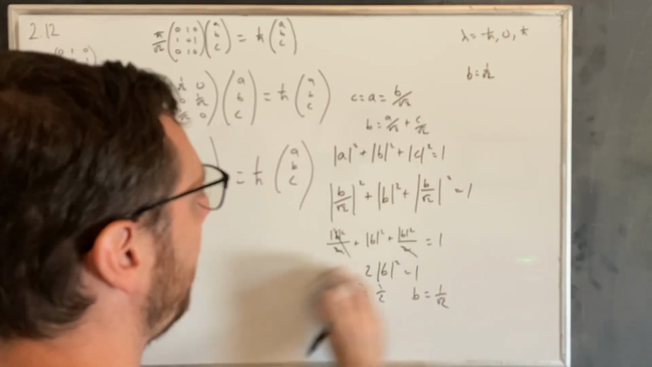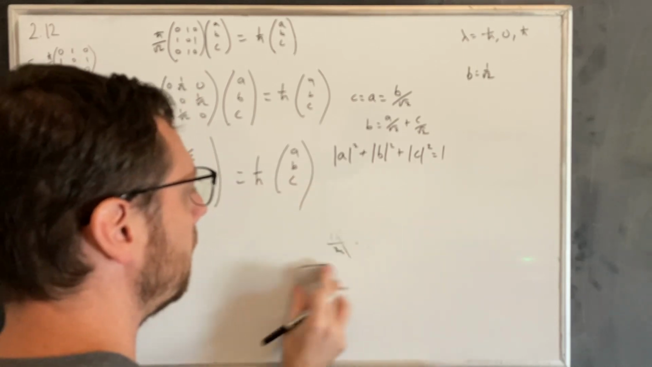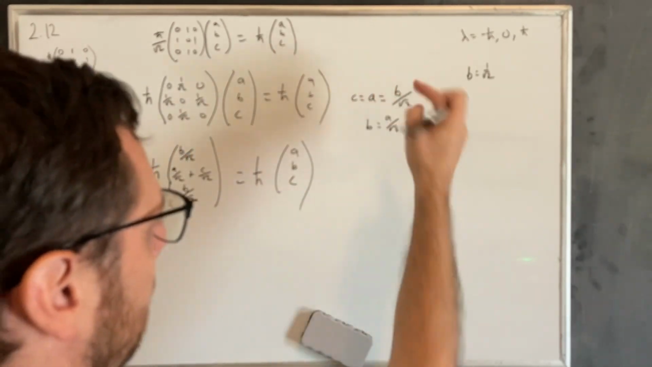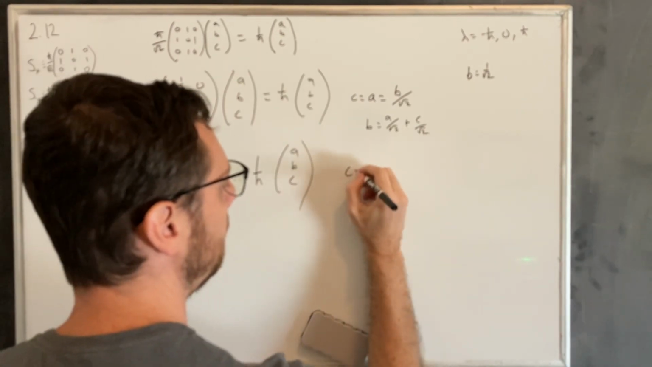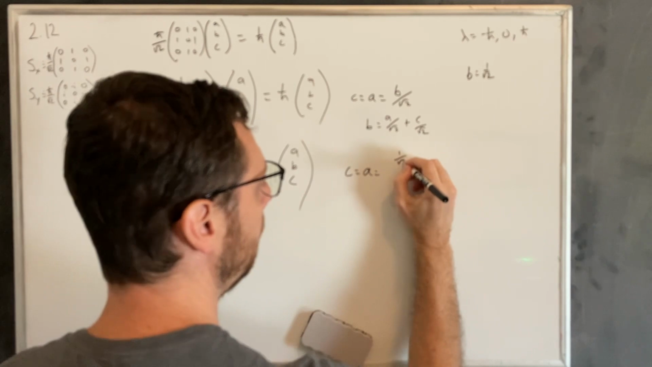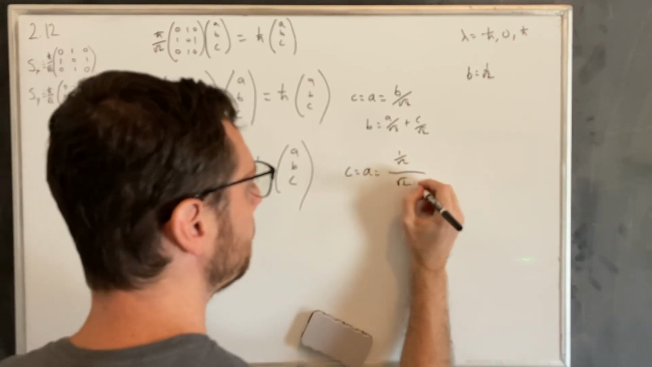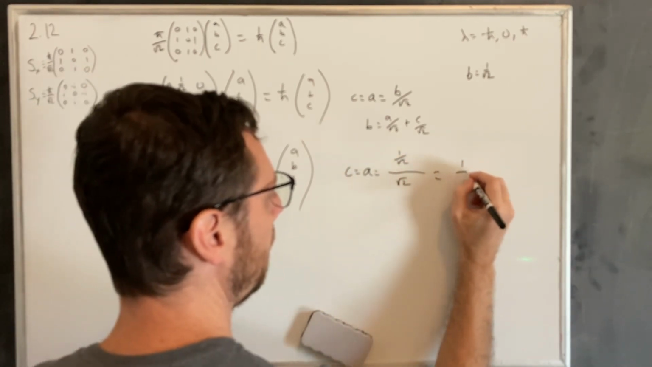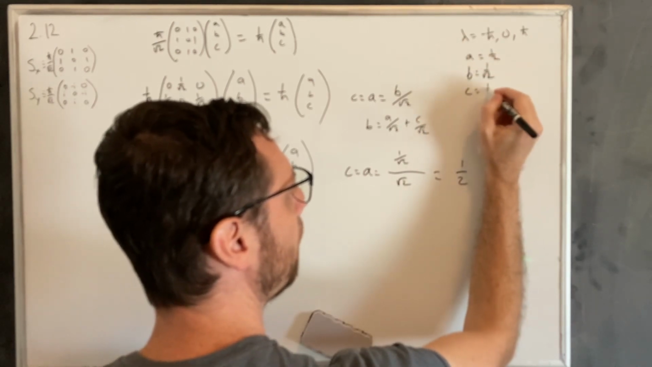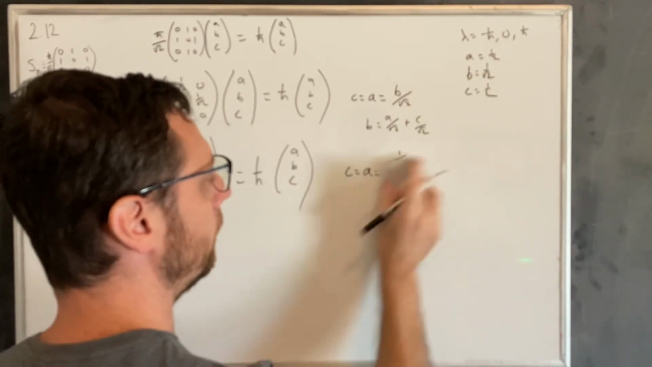And now that we know that, we can put it in for our b here. So we know that c is equal to a, which is equal to b over root 2, so 1 over root 2 over root 2. That's going to be equal to 1/2. A is equal to 1/2, C is equal to 1/2, and B is 1 over root 2.